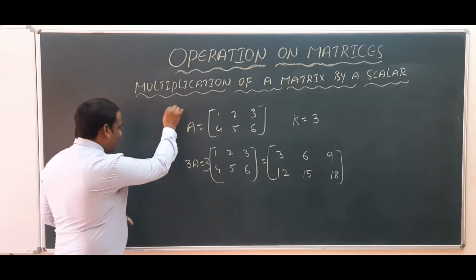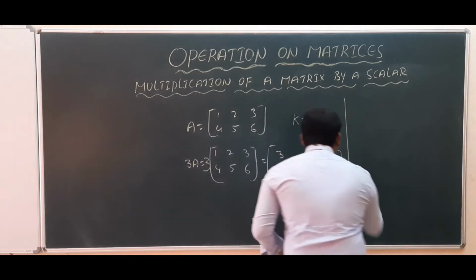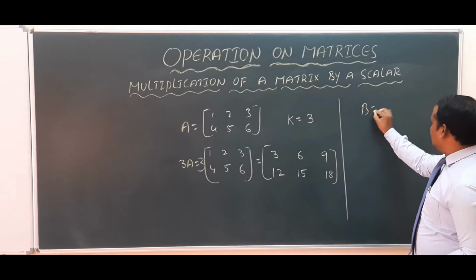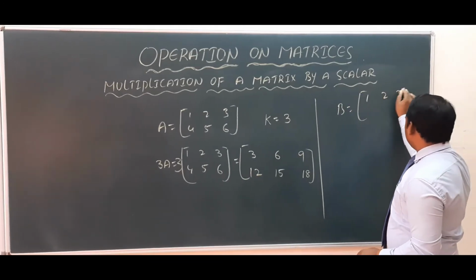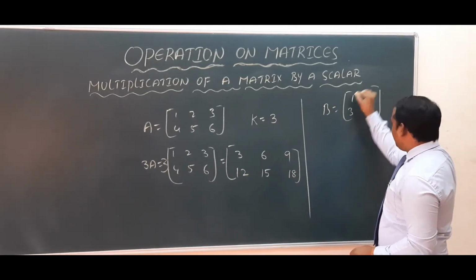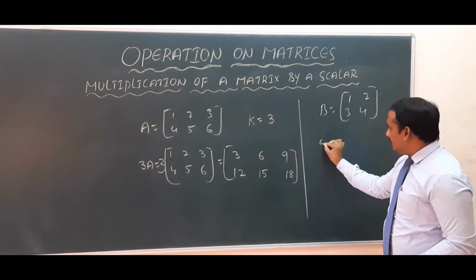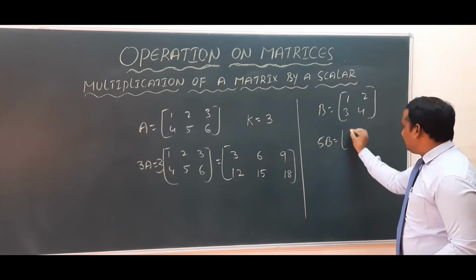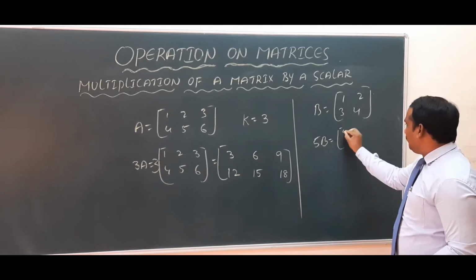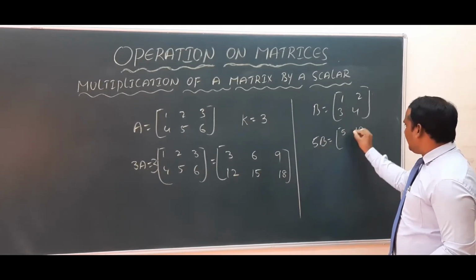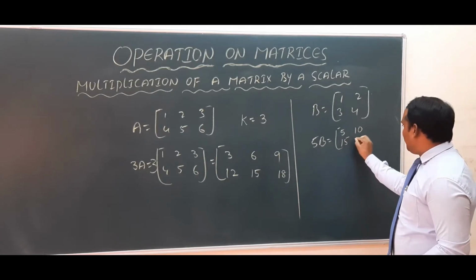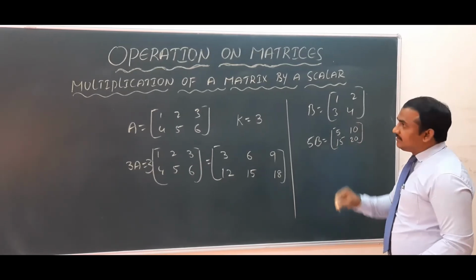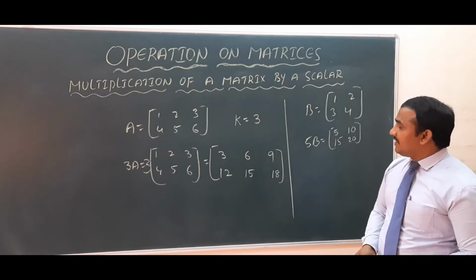We will check one more example. B equal to 1 2 3 4 matrix. Now I am taking the scalar 5. Now I am multiplying 5 into B. 5 into B means 5 multiplies each element: 5 1s are 5, 5 2s are 10, 5 3s are 15, 5 4s are 20. This is called the multiplication of a matrix by a scalar.